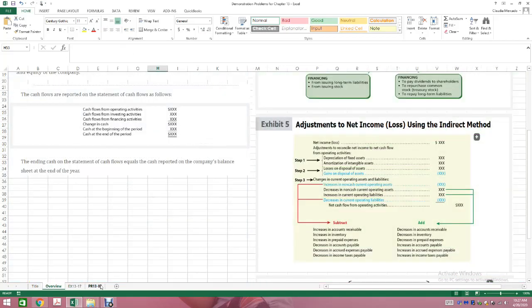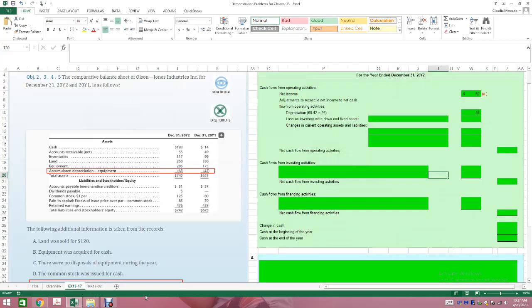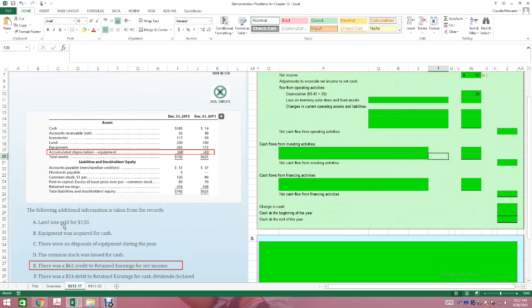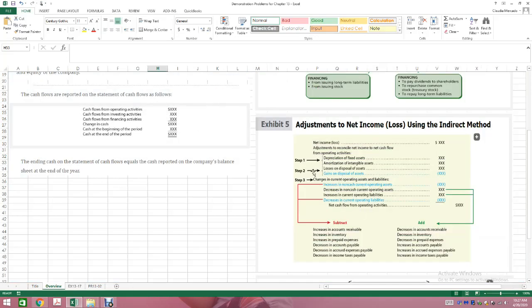Now, let's look at what else we need to do. Step number 2. Do you have any losses or gains on the disposal of assets? Did we get rid of any assets? Well, let's look at letter A. It says here land was sold for $120. Am I going to put the $120? No. That was not my gain or loss. They're asking you to only enter the gain or the loss on the disposal of the asset. We need to figure out what our gain or loss was.